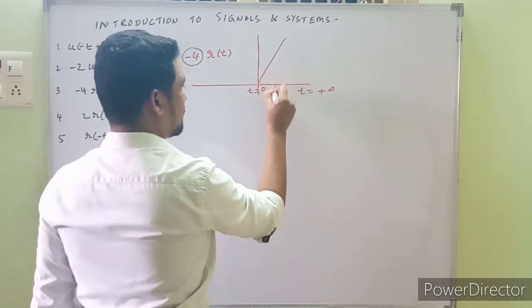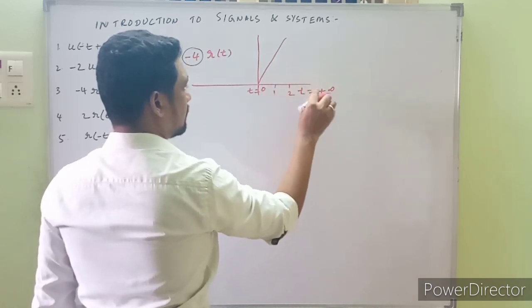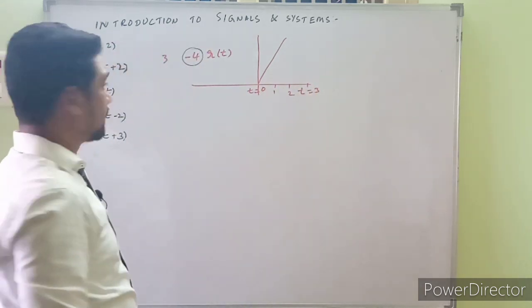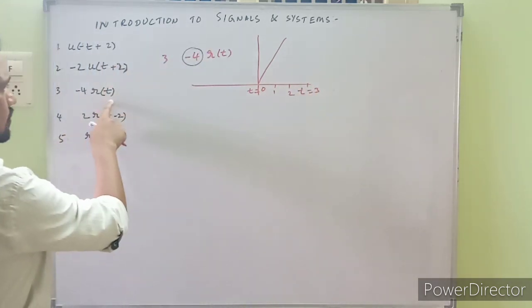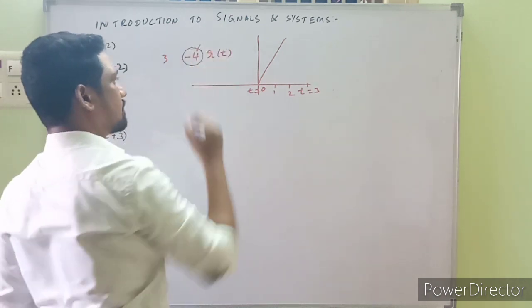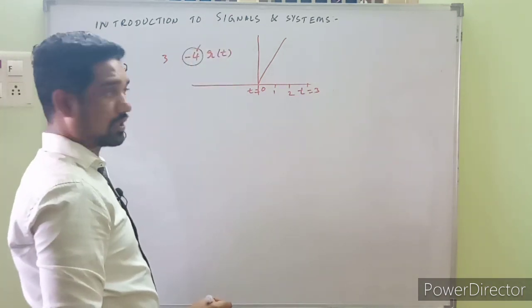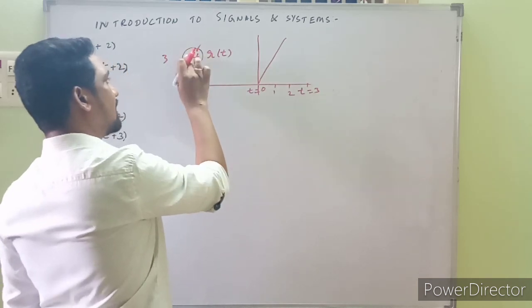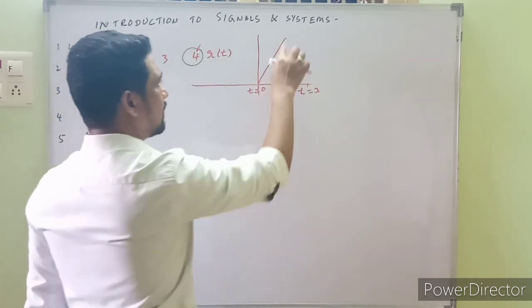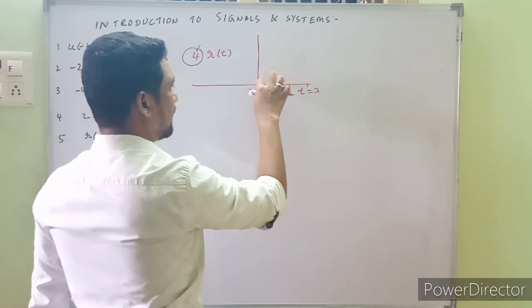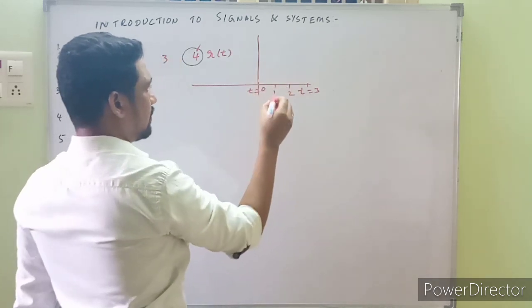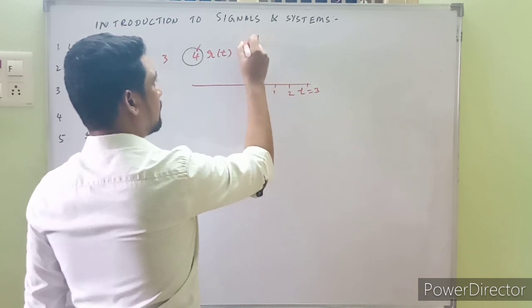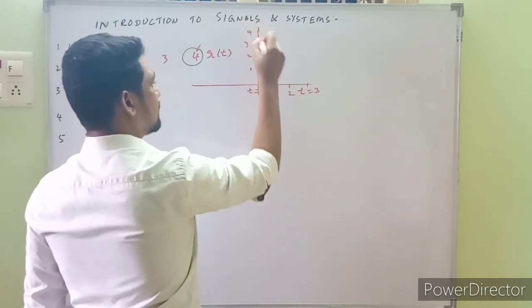Rather than t equal to 1, t equal to 2, t equal to 3, etc., right? And this one has a negative slope. In the absence of this negative, it would have been like this one here. I'm redrawing it again for simplicity. It would have been like 1, 2, 3, 4, etc.